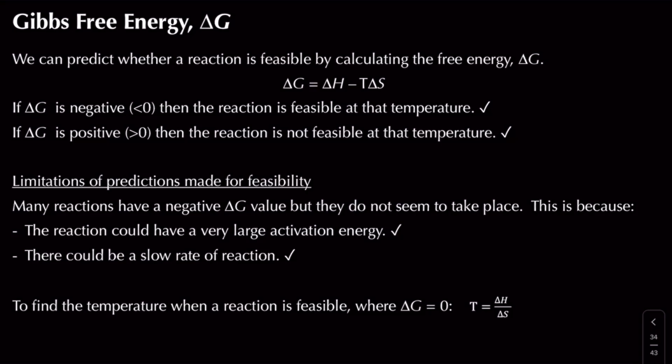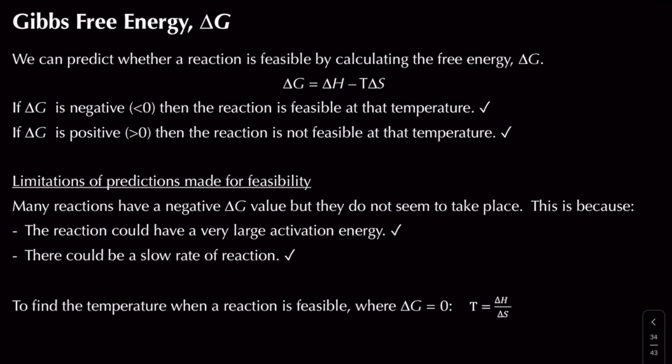So in this video, we're going to be looking at calculating something called Gibbs Free Energy. Now, starting off, we can actually predict whether a reaction is going to be feasible or not, whether it's going to be spontaneous or not. In other words, will it actually happen by calculating the Gibbs Free Energy. If we have a Gibbs Free Energy, delta G value that is negative, that's going to be less than 0, then we say the reaction is going to be feasible at that temperature.